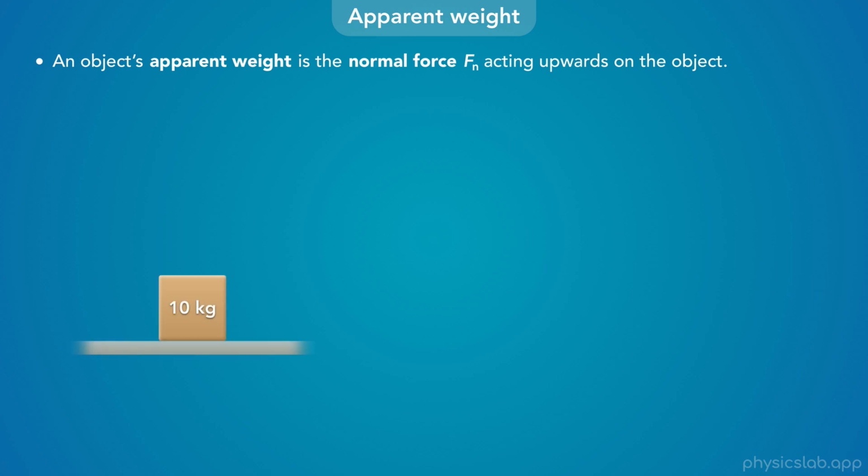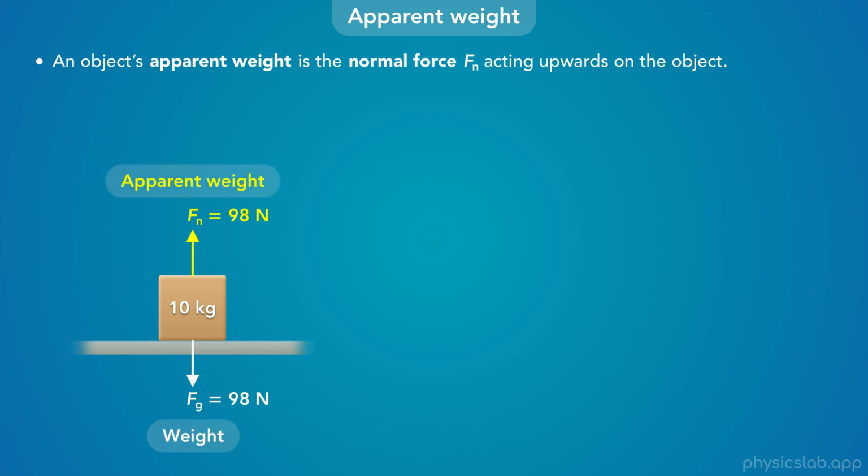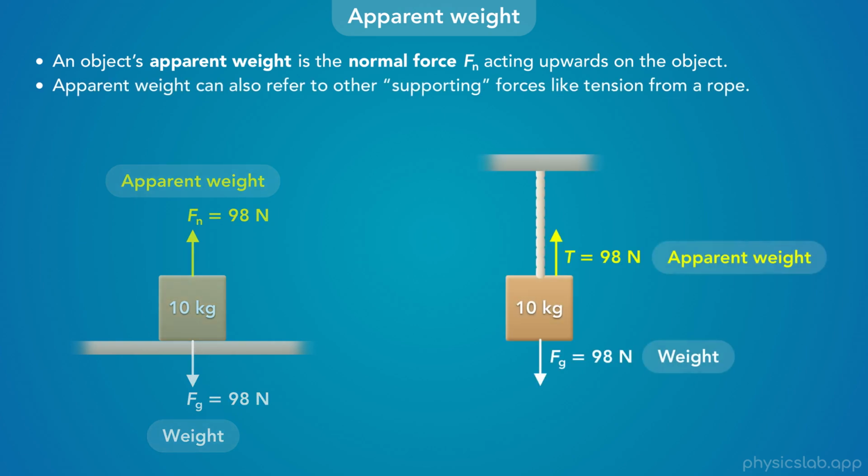For example, this 10 kilogram box is sitting on the ground. There's a downwards gravitational force from the Earth, which we call the weight, and there's an upwards normal force because the box is in contact with the ground. That normal force is the apparent weight of the box. This is just a label for the normal force, and in this case, the apparent weight is equal to the actual weight, 98 newtons. Apparent weight can also refer to other supporting forces like tension from a rope.